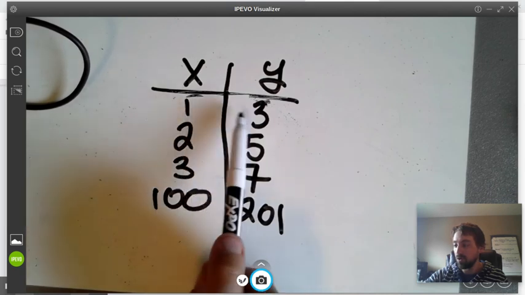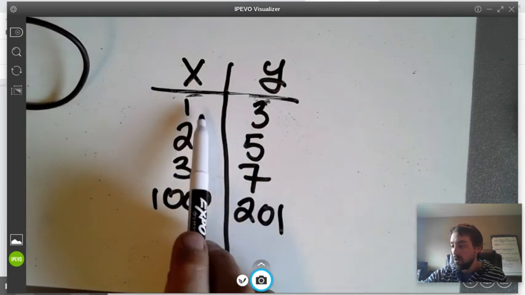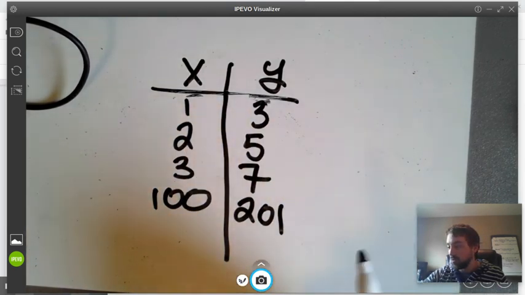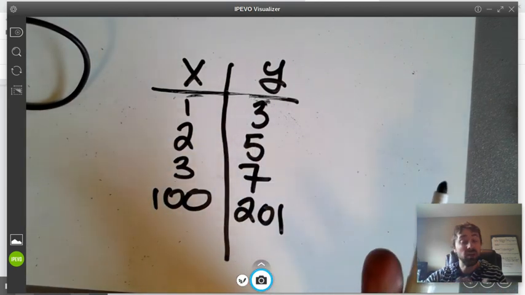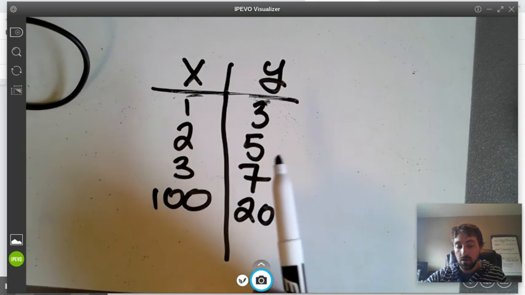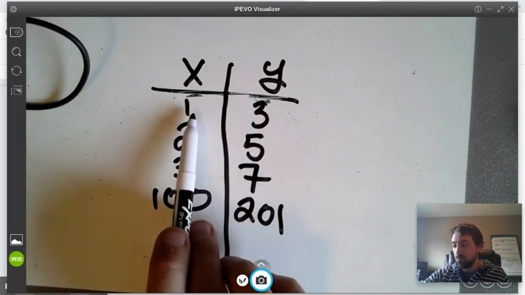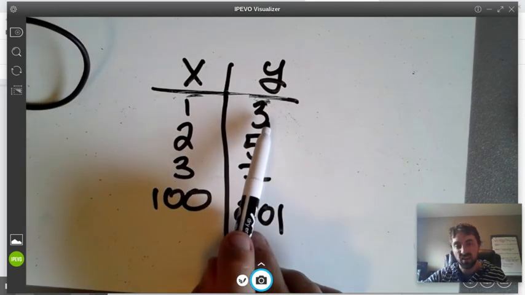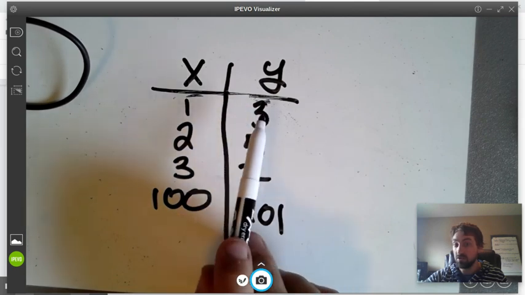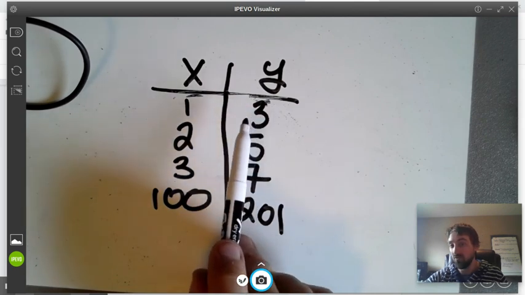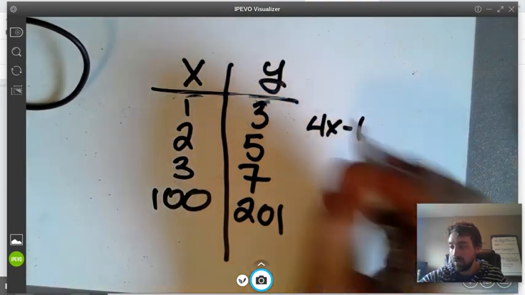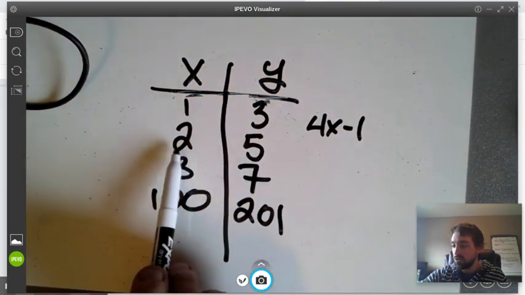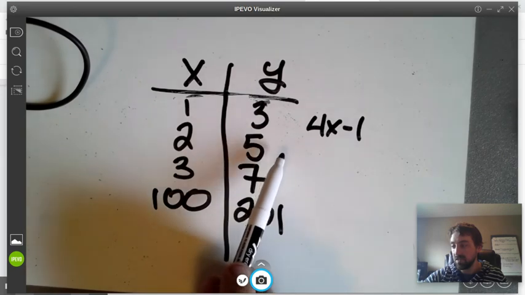To get from 1 to 3, we times it by 3. So we go 1 times 3 equals 3. Good. 2 times 3 equals 6. It's not lining up. So we know it's going to be a two-step equation. So let's try going over first. 1 times 4 gives us 4. To get to 3, we have to subtract 1. So 4x minus 1. Perfect. 2 times 4 is 8, minus 1 gives us 7.